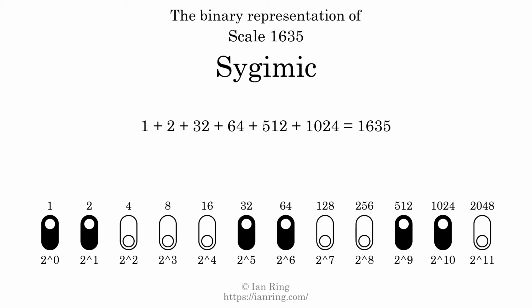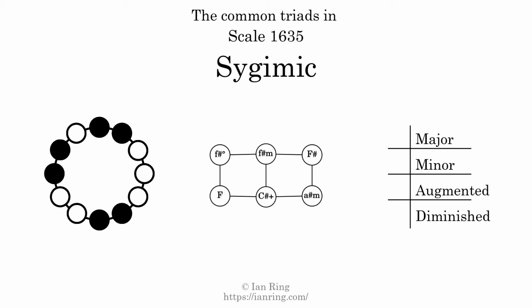1635. The scale number not only enumerates the scale with a unique index, but it also literally describes the tonal content of the scale. Represented as a binary number in base 2, the scale number is 0110011000011. Here are the common triads present in this scale.